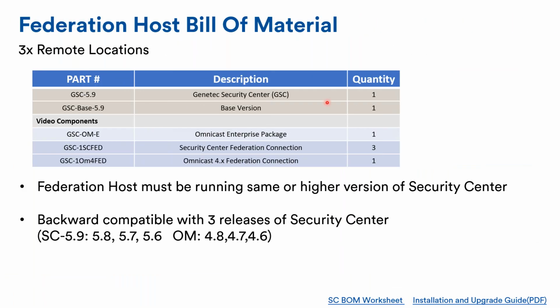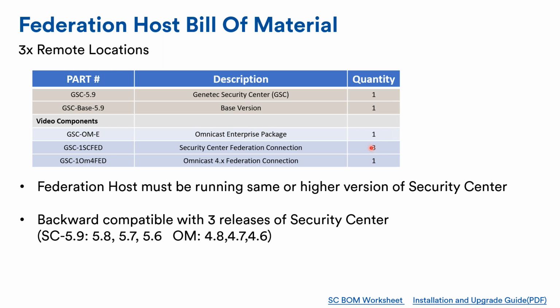So let's say, for example, we have 3 remote locations. To be able to federate from those 3 remote locations as federation only with no recording or any other capability, the basic packages that we would need to have is obviously the Genetec Security Center base package. Along with that, we would need to have the enterprise Omnicast package, and we would also need to have the Security Center Federation connection package as well. So as we have 3 sites over here, we would need to have 3 licenses for that scenario.